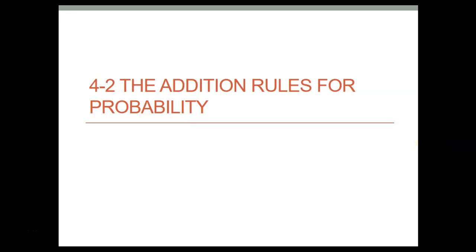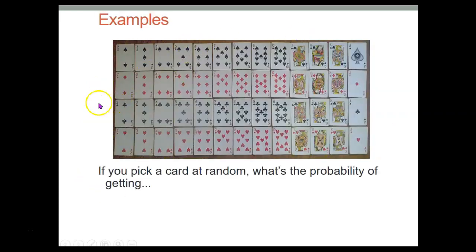As you can see on the screen, today we're going to be talking about the addition rules for probability. These are the rules we use to answer kinds of probability questions, like, what's the probability of one thing or another thing being true? Let's start with an example.